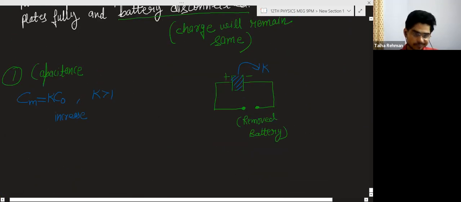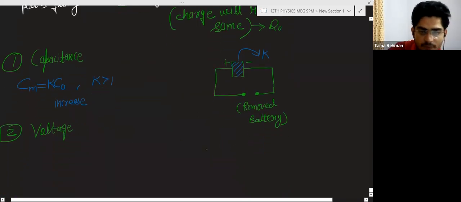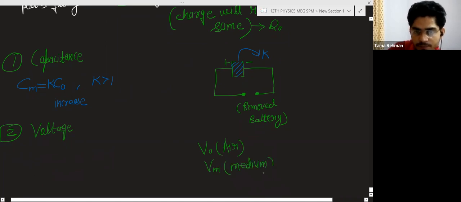So second point, voltage. What will happen to the voltage? Charge will remain same, charge is Q naught. Charge is not changing. Voltage V naught is the potential in air, Vm is the potential in medium. So voltage in medium Vm is equal to Q by C in medium, and charge is not changing.